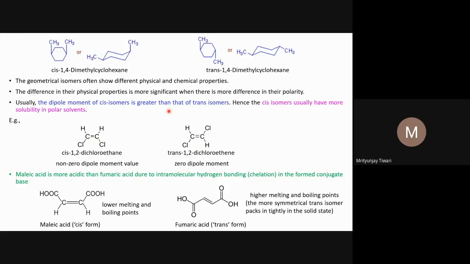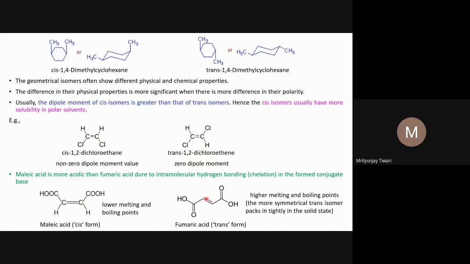Let's see another example of cis and trans isomers. Maleic acid is more acidic than fumaric acid due to intramolecular hydrogen bonding in the formed conjugate base. So what you see here is maleic acid. This is the cis form of this compound because the two carboxylic acid groups are on the same side of the double bond.